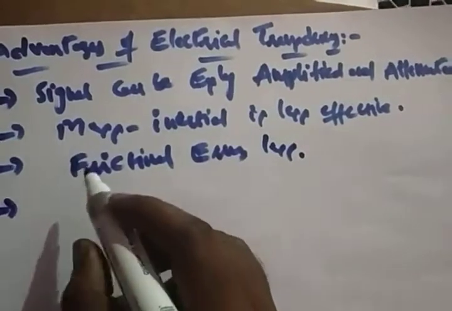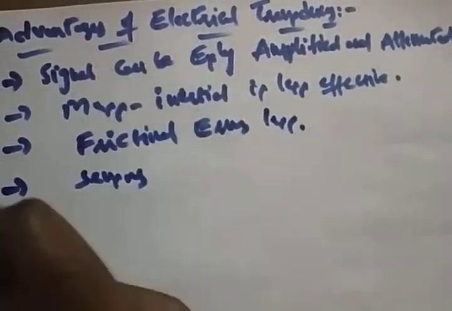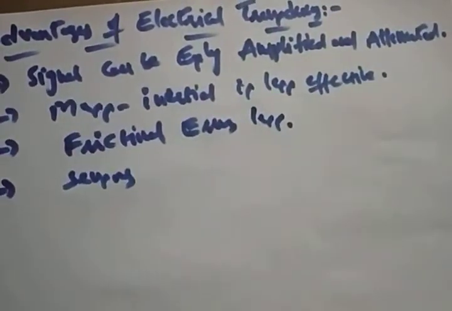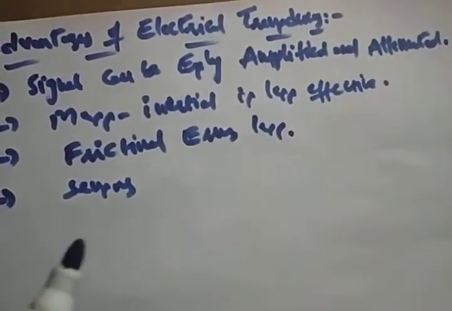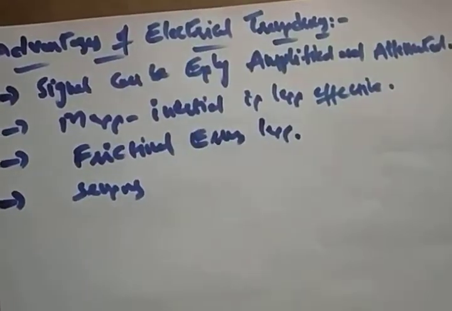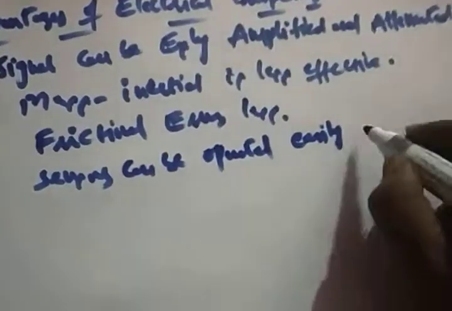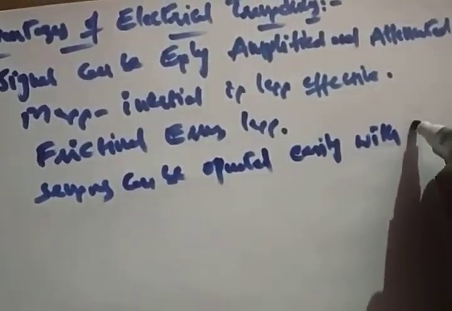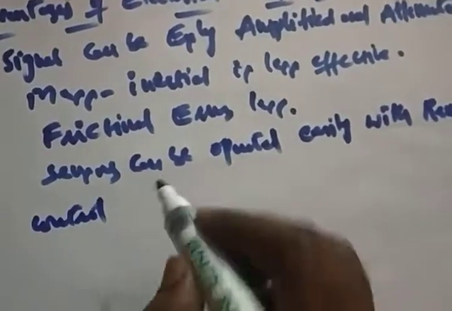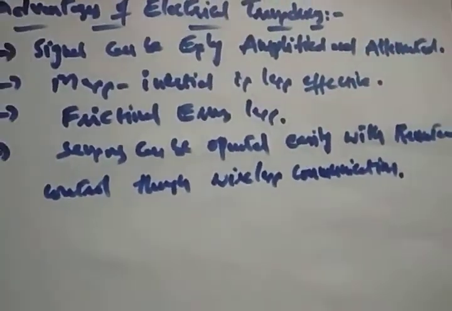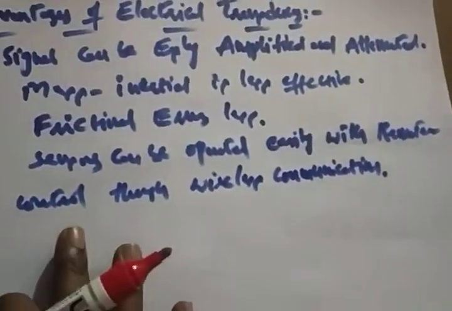And the third one: we use a sensor to sense the non-electrical quantity, and that is sent to the transduction element. The transduction element converts the non-electrical quantity into an electrical quantity. That is the process. Whatever sensor you use in a transducer can be operated remotely, with the help of wireless communication. So sensors can be operated easily by remote control through a wireless communication system.